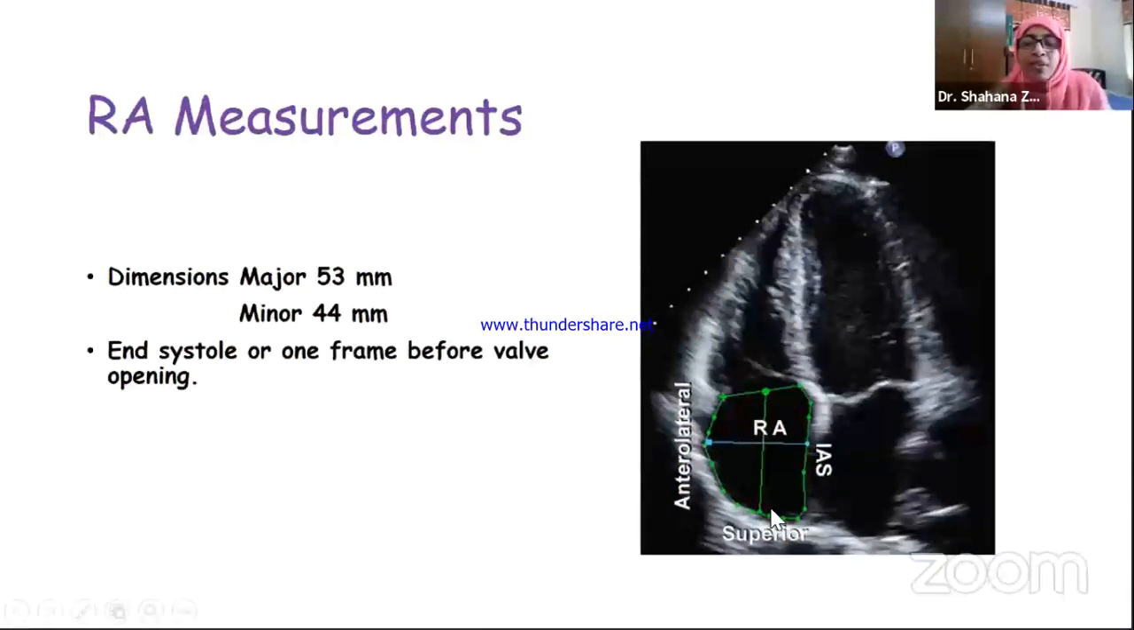This is the major axis and this is the minor axis, and they should be measured one frame before end systole or one frame before valve opening, and it is about 53 by 44 millimeters. For memorization purposes, we can remember it as 55 by 45.